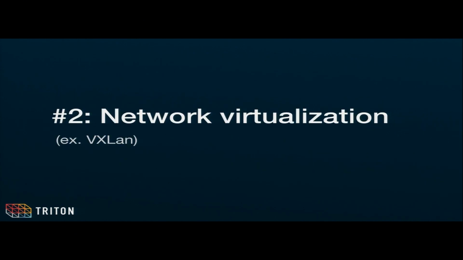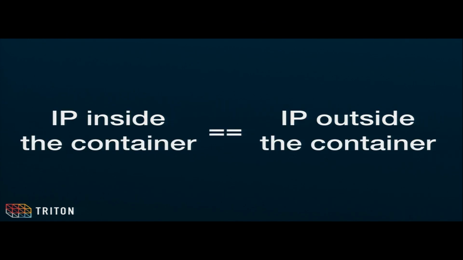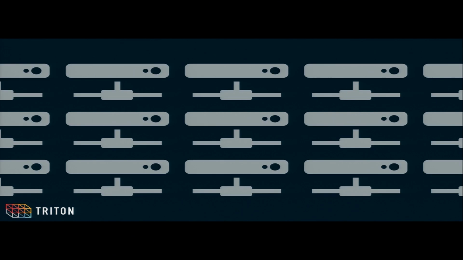We need network virtualization. The core example of this is VXLAN. And the idea here is that we want the IP inside the container, meaning the IP as seen by the application, to be the same as the IP that other applications will use to reach it. Let's look at why. So here's our data center.